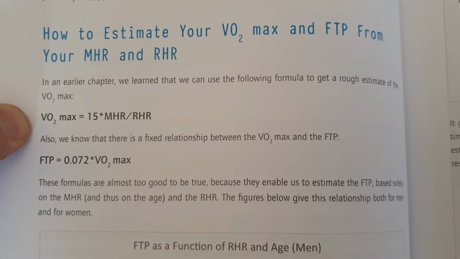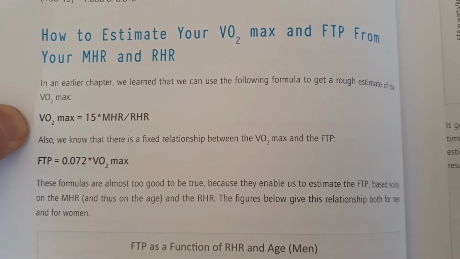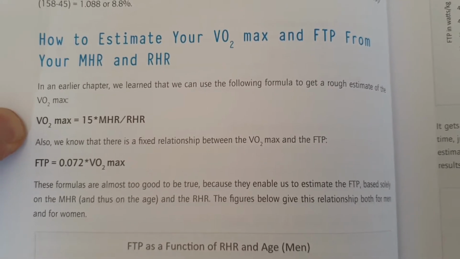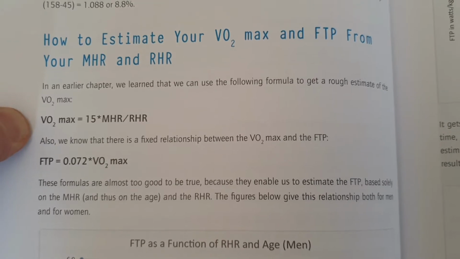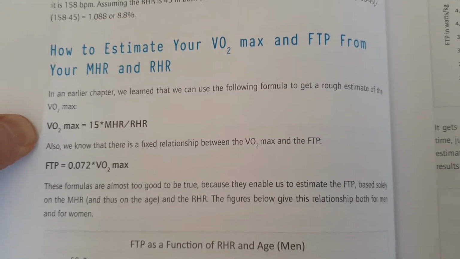So basically you just take your maximum heart rate and your resting heart rate, divide those two figures, and then multiply the result by 15. Let's have a look at how that stacks up for me. I'll just move over onto my notebook.